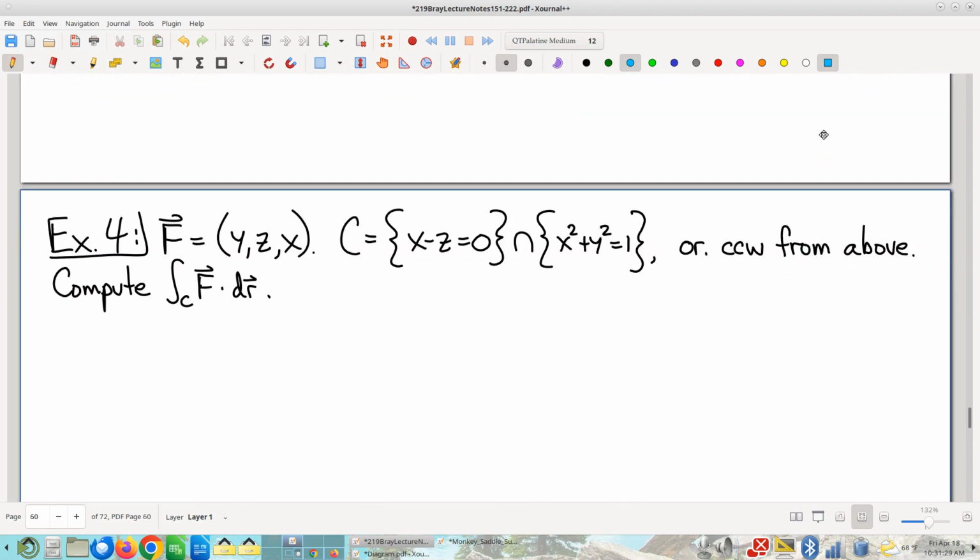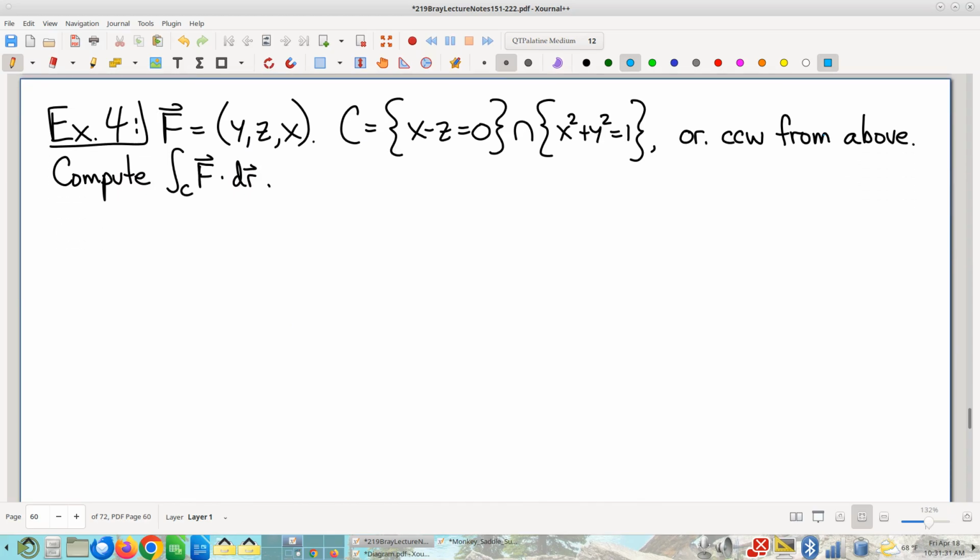Okay, moving along. A very similar looking question. Again with the same vector field we saw previously. Again with a curve that is a plane intersected with that same cylinder. The only difference now being that this is a different plane. And again, we're computing this line integral.